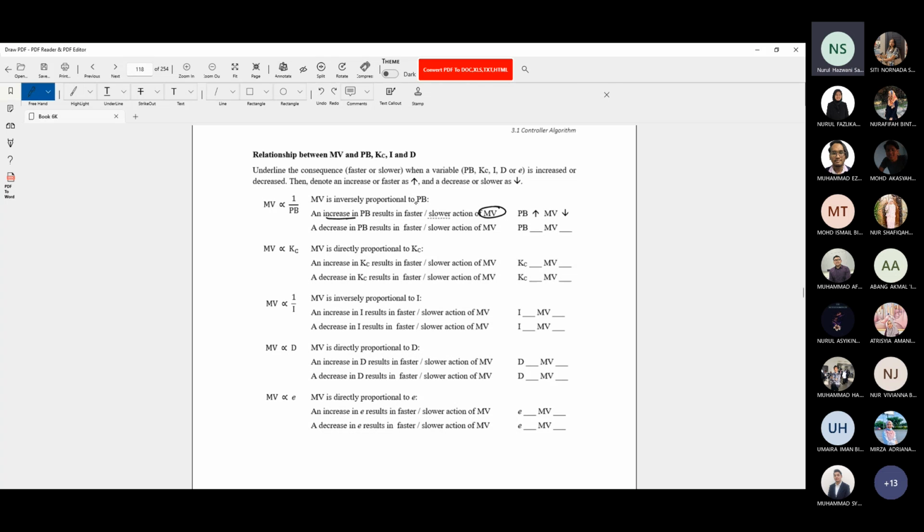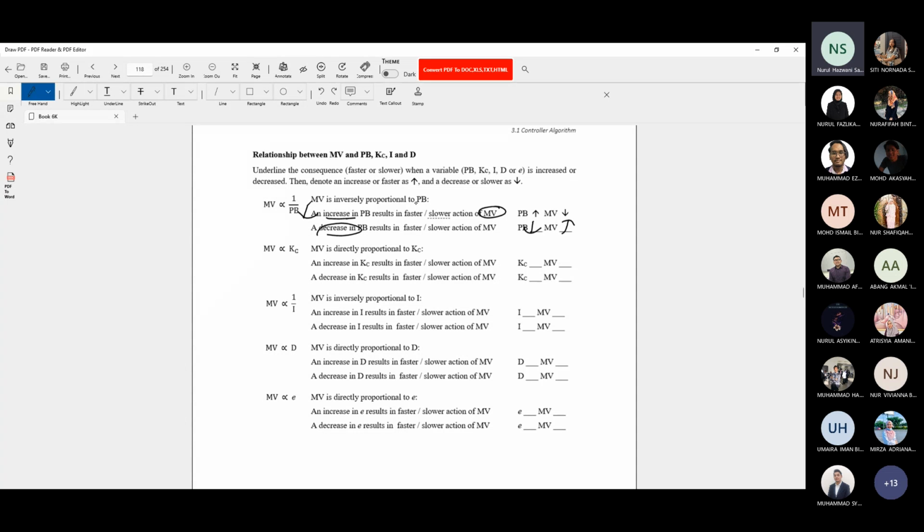Next, when PB decreases, will it result in faster or slower action of MV? A decrease in PB: if PB goes down, MV will go up. Easy, right? MV will go up.